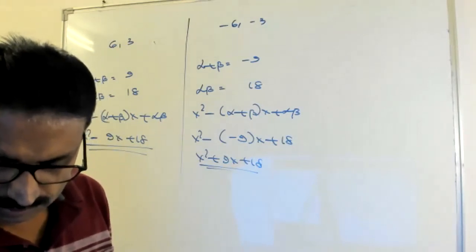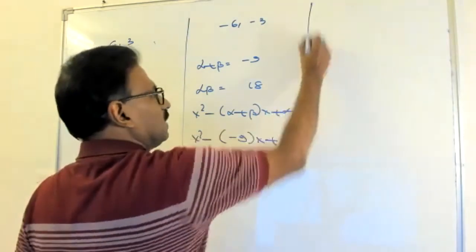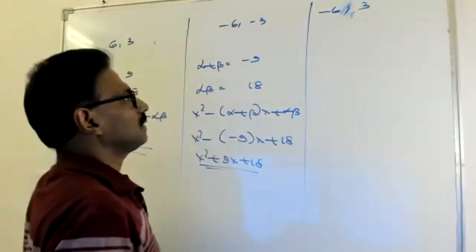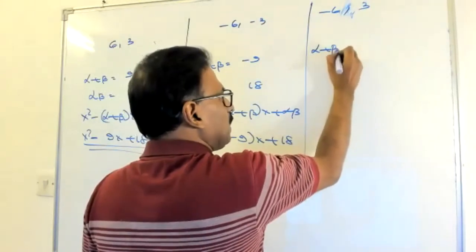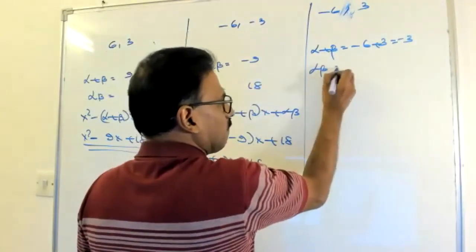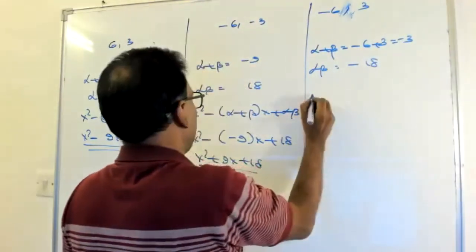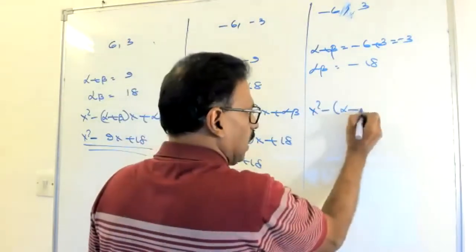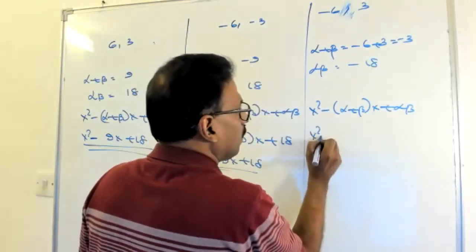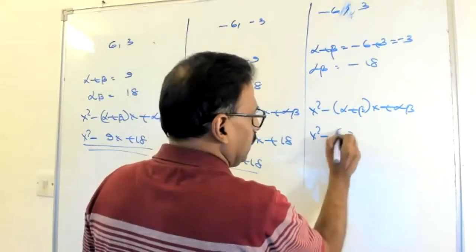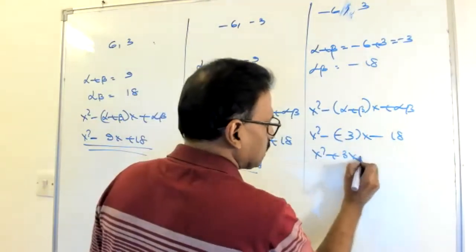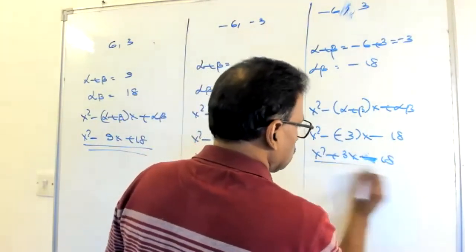Okay, next option. Minus 6, plus 3. Alpha plus beta: minus 6 plus 3 equal to minus 3. Alpha beta, minus 18. Polynomial x square minus (alpha plus beta) into x plus alpha beta. x square minus of minus 3 into x minus 18. So x square plus 3x minus 18. This is the third option.